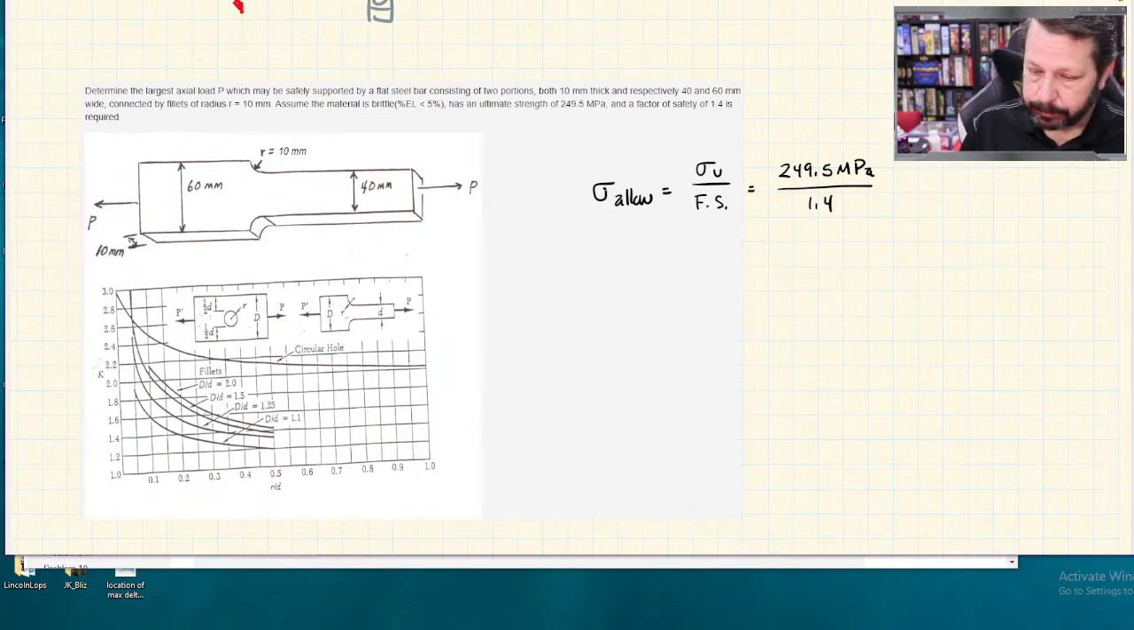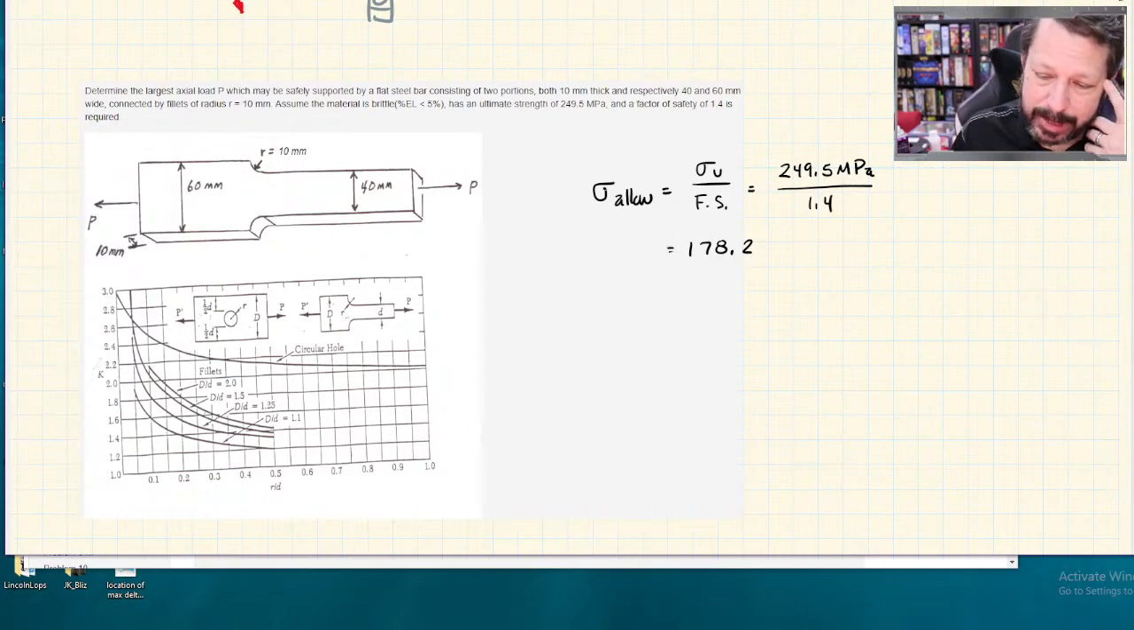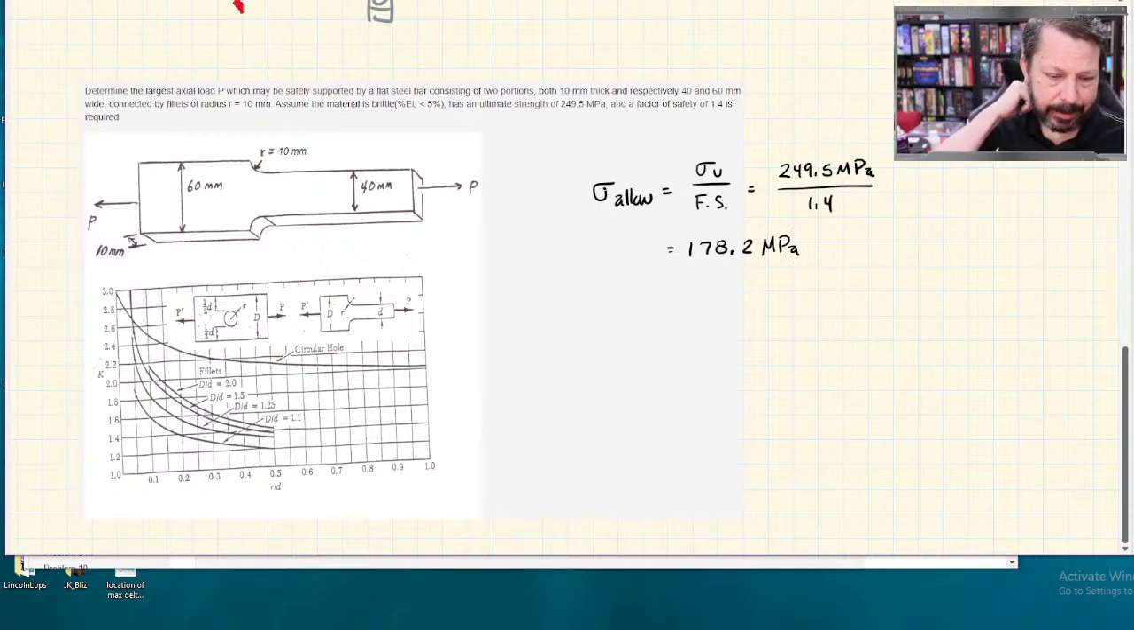All right, so 249.5 divided by 1.4. So we're going to allow 178.2, and then again, this is web work, and we're going to have to read off this chart. So how much to round, I don't know. Hopefully it's got a lot of tolerance built into this problem, but this is what we're going to go with. That's how much we're going to allow.